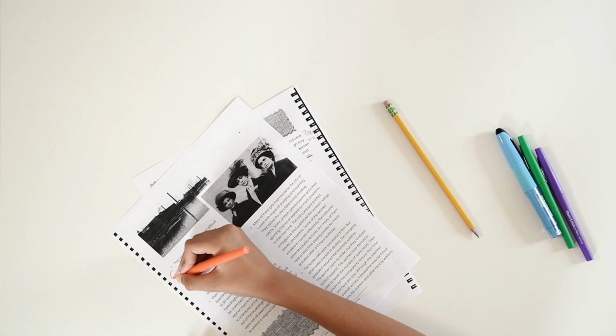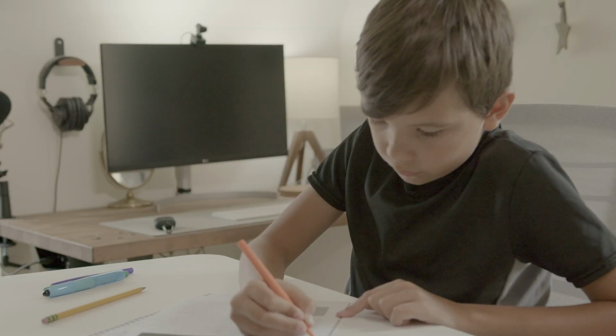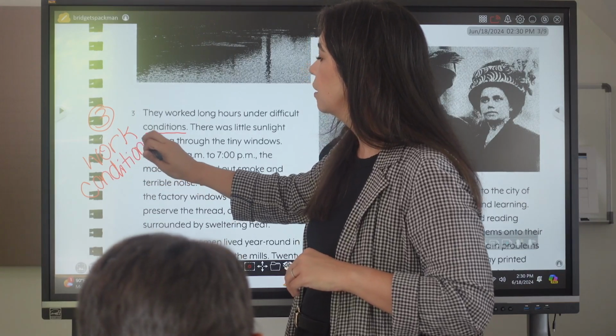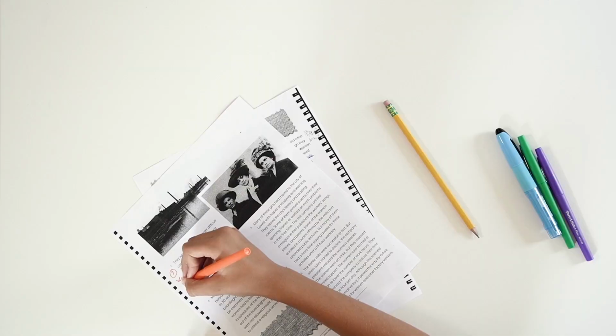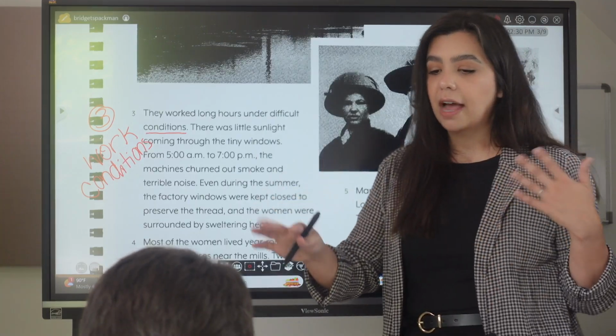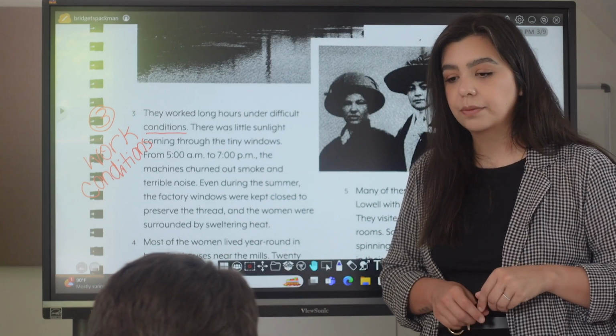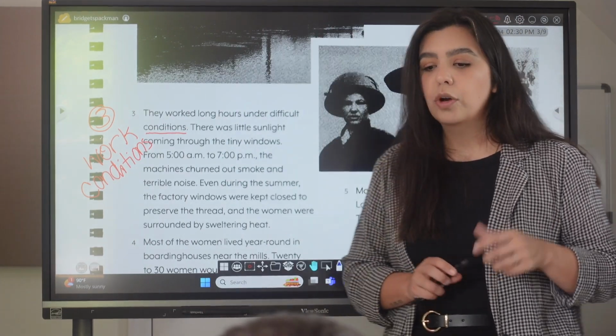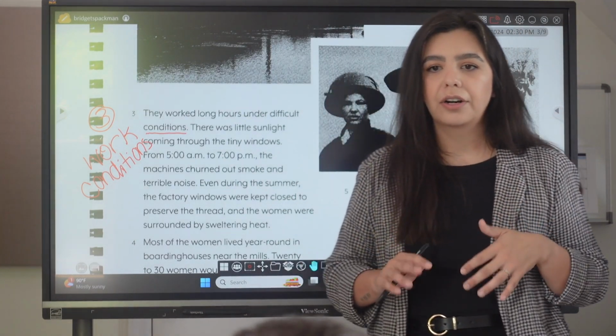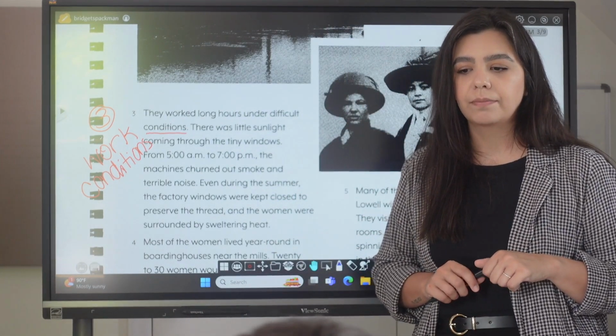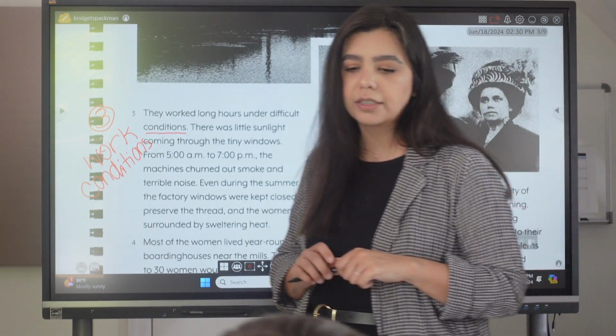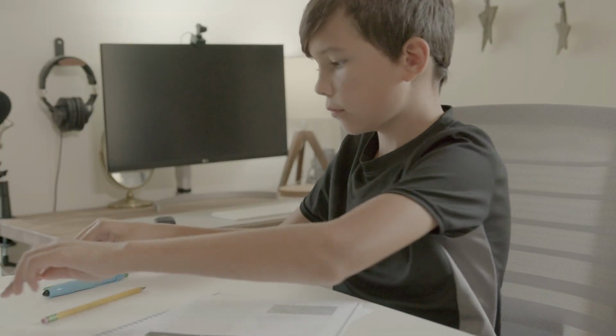Conditions of work. Yeah, you can do it that way as well. I'm just going to write work conditions, but you can write conditions of work. That's fine. Remember, 3 to 5 words. We want to try to keep it as short as possible. So what are some of the details that we can underline to support that work conditions? I want you to highlight or underline those. What are some of those details?